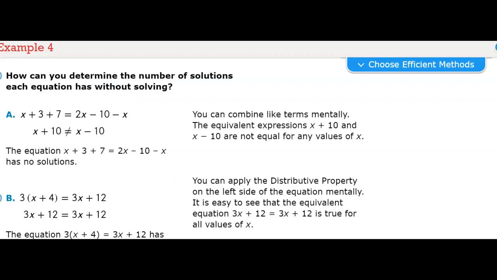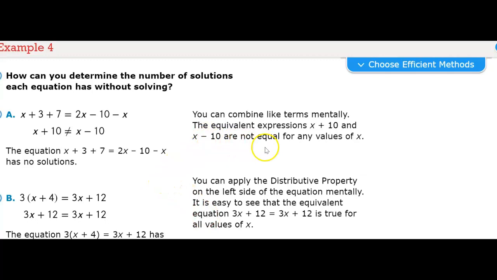Part A. x plus 3 plus 7 equals 2 times x minus 10 minus x. x plus 10 is 3 plus 7, 10, and x. And then we have to combine 2 times x and minus x, which is 1x minus 10. And then you bring your x over to one side. And so that will be no solutions because that cannot equal each other.